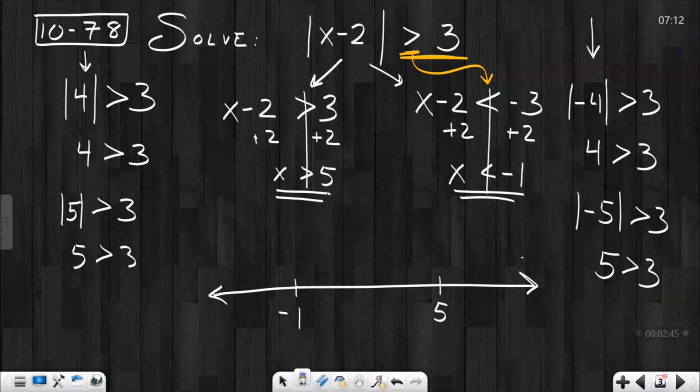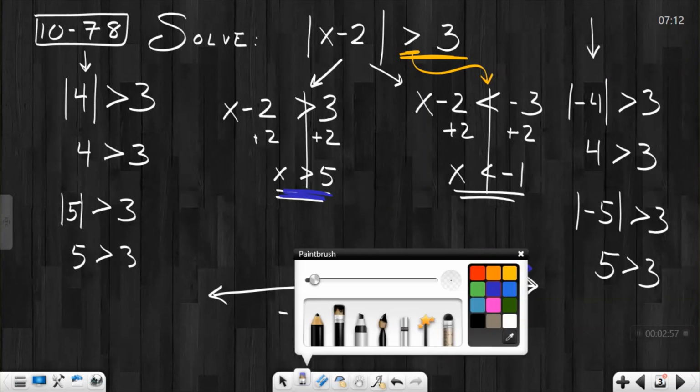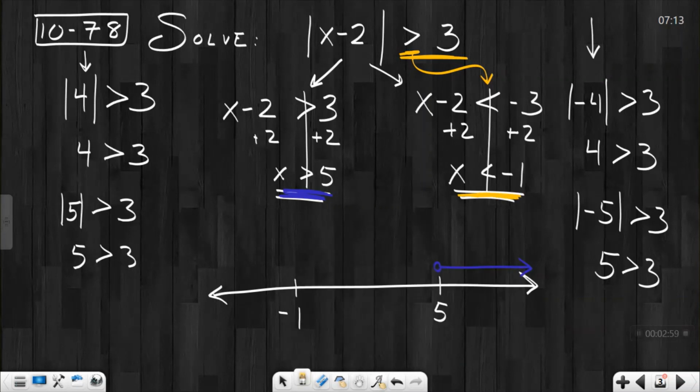I'm going to use 2 different colors. I'll use blue for my first one here, and I'll mark this one with blue so you know. It's going to be an open circle at 5, and since it's greater than, it's going this direction here. And then I'm going to use yellow for my other one over here. x is less than negative 1. That means it's going to be an open circle here at negative 1, and it's going this direction here. And I notice both of these are going to make it true. So I could have x is greater than 5, or I could have x is less than negative 1.